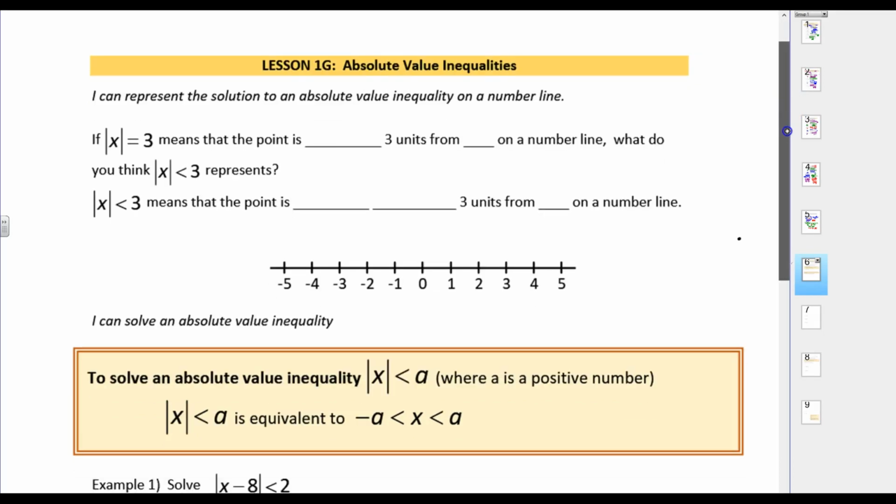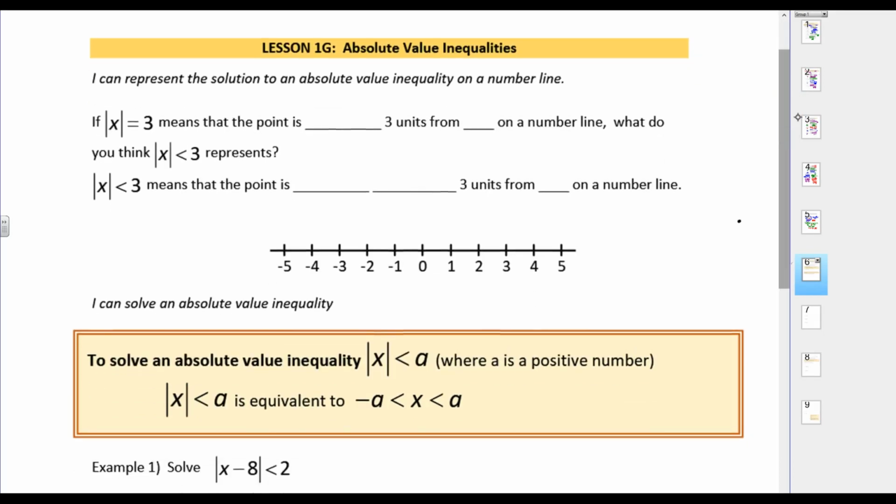Welcome to Lesson 1G, Absolute Value Inequalities. I can represent the solution of an absolute inequality on a number line. So when we're talking about absolute values, the absolute value of x equals 3 means that the point x is exactly 3 units away from 0 on the number line.